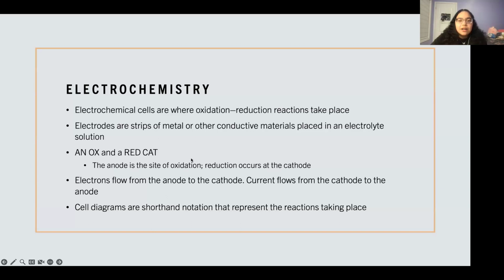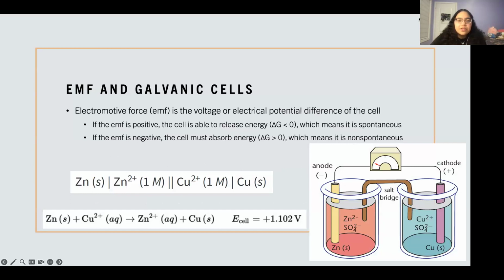And then there are cell diagrams, which I believe I have on the next slide, which show in shorthand what reaction is taking place. The electromotive force is the voltage or electrical potential difference in the cell. If it's positive, you have delta G less than 0, so it's spontaneous and can release energy, and if it's negative, then it's non-spontaneous. So this cell in particular is called a Daniell cell. It's an example of a galvanic cell. Galvanic cells are the ones that house spontaneous reactions, so you have a delta G that's less than 0 and a positive electromotive force.